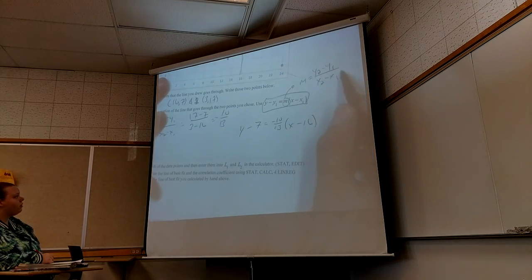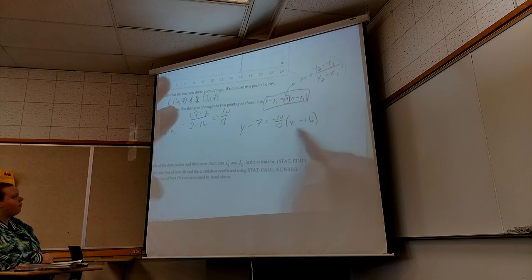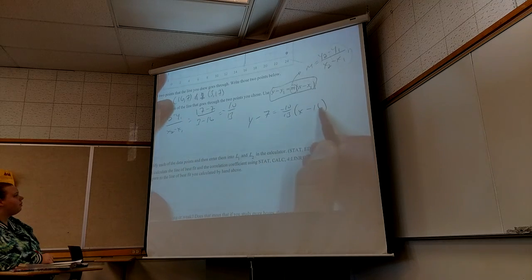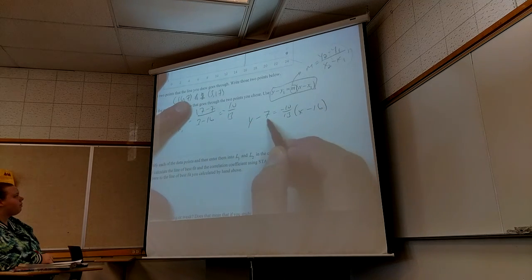I was trying to point out that some of you guys, when you do this, you can just pick those, because that's x1, y1. But it doesn't matter which point you pick. The line doesn't care because it goes through an infinite number of points. So I picked x1 is 16 and y1 is 7. I plug that in. And there's my slope.